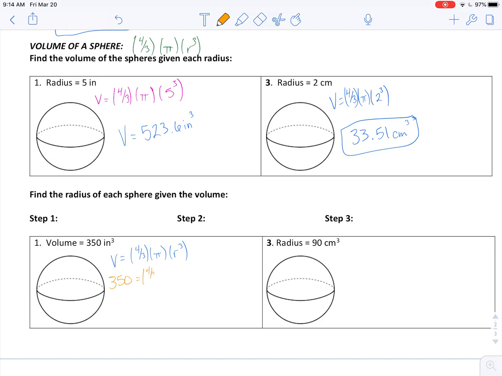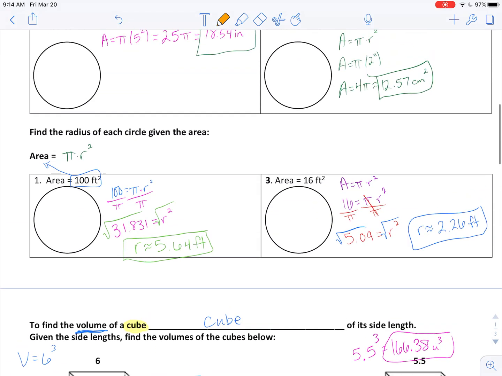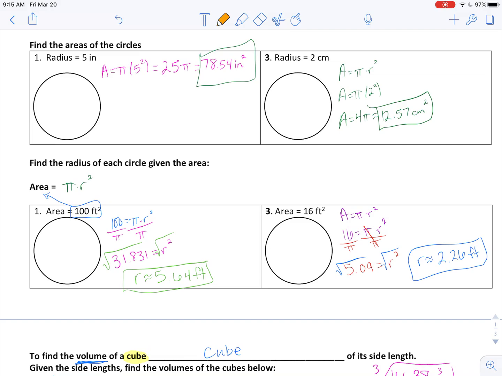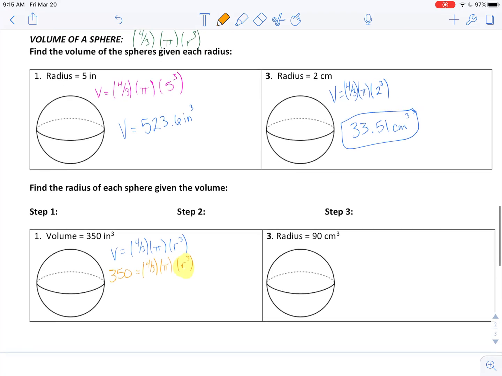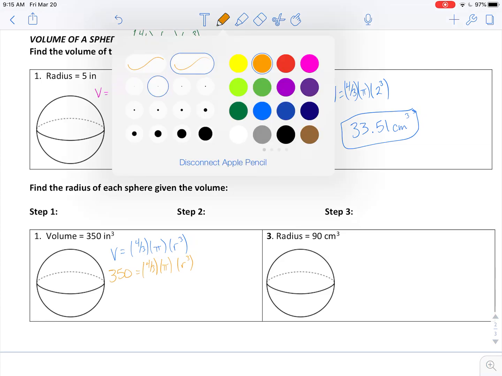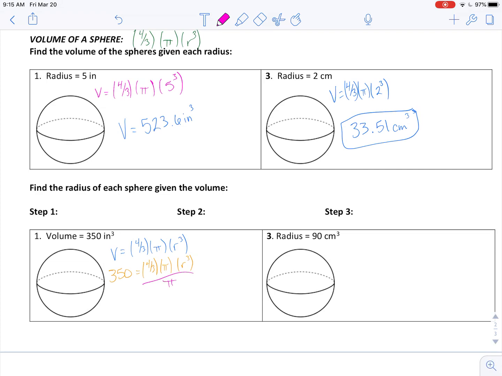Let's do some Bears colors. So 350 equals 4/3 times pi times r cubed. Now I want to solve for r cubed. That's what I'm trying to solve for. And let's think back to, where is it? Here. What did we do first? When I had pi r squared, what did I do first? Well, I divided off pi first. So we'll do the same thing. Let's divide off pi first. So let's get rid of that pi.